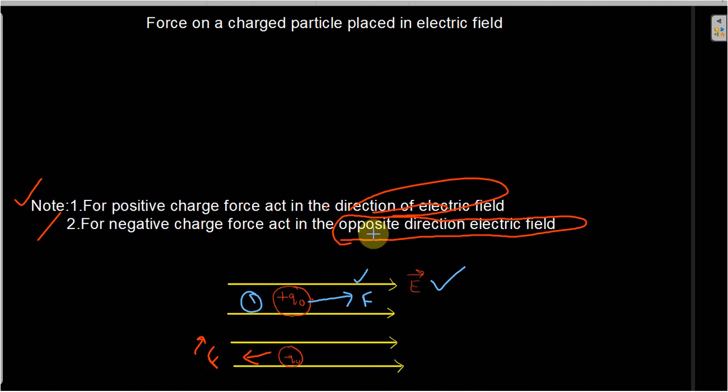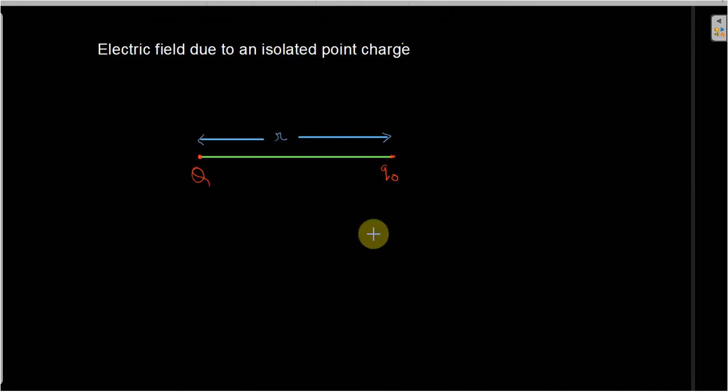So next we will now discuss the electric field due to an isolated point charge. Now we want to find the electric field at any point. So we will consider again a test charge. Let us consider positive Q as a charge, and this charge is at point O. This point is O, and we want to find the electric field at this point, point P. We want to find the electric field value at point P.